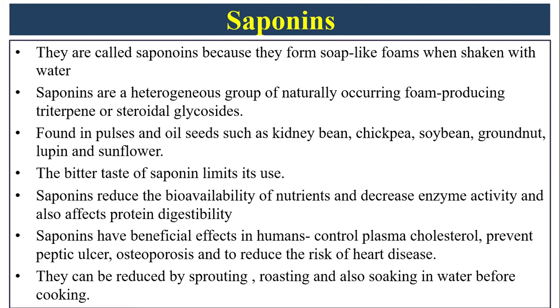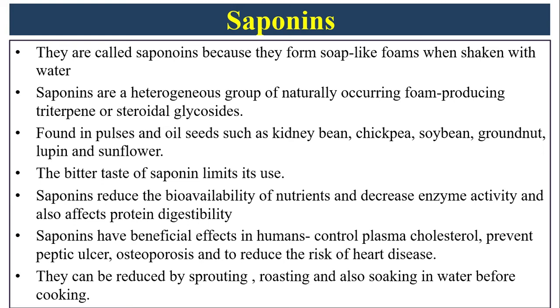Next, saponins. They are called saponins because they form soap-like foam when shaken with water. Saponins are a heterogeneous group of naturally occurring foam-producing triterpene or steroidal glycosides. They are found in pulses and oil seeds such as kidney bean, chickpea, soybean, groundnut, lupin, and sunflower. The bitter taste of saponin limits its use.